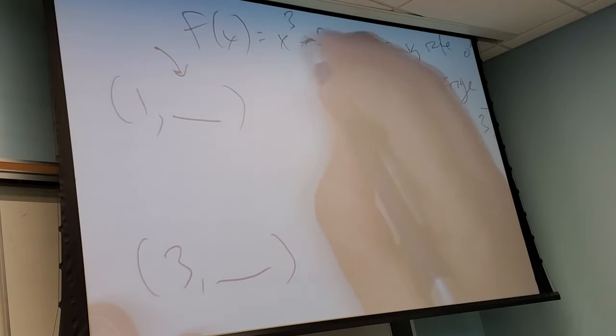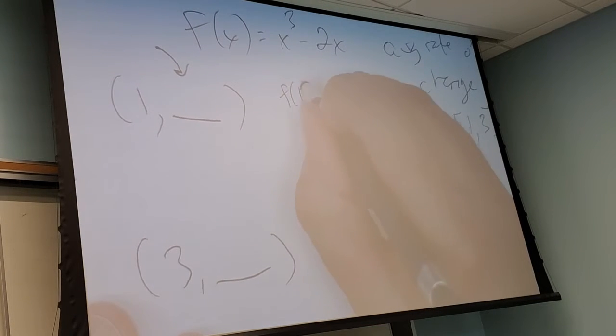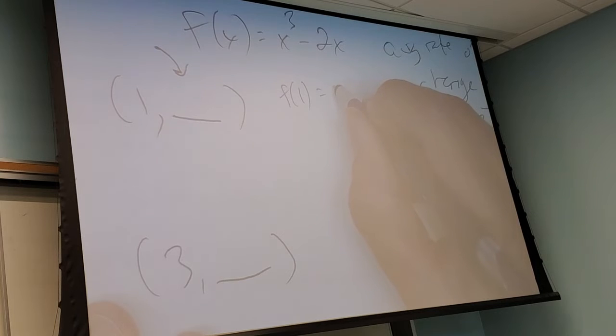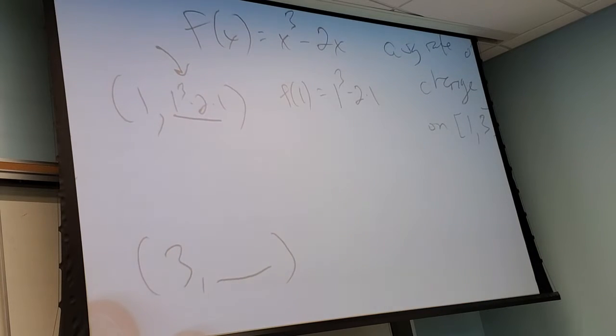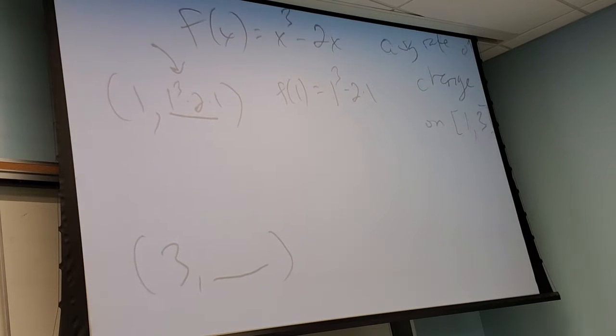Plug in, you do f of 1. What do you get? 1 cubed minus 2 times 1, right? Would I put 1 cubed minus 2 times 1 there? No. Of course not. I would simplify, right, to figure out what it is. So that's such an automatic thing that we do. We don't even realize it. But again, I do everything I do with numbers, I do with variables.